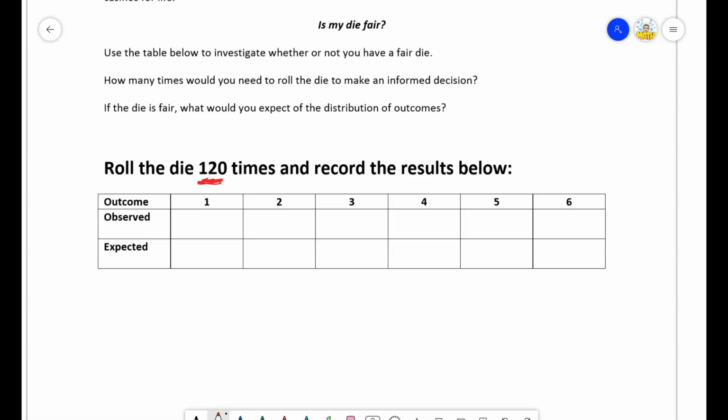So we'll revisit that in a moment, but for now we're just going to roll this die, and I have the die. I'll take the heavy lifting out of this for us, and I'll roll the die 120 times. But we'll revisit this. This is a good question. The correct answer to this is going to be 30.